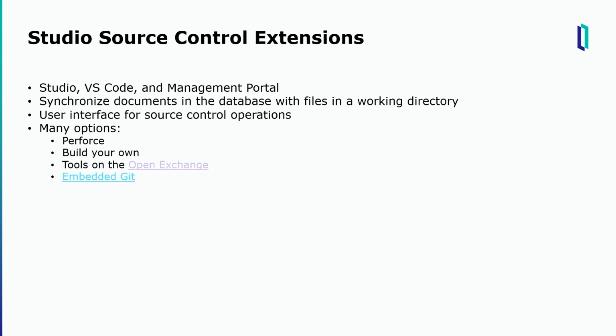You'll sometimes hear these called source control hooks because they hook into actions that your editors are taking, like adding a new file, saving a file, or compiling. What they do is export that item from the database into your source control repository. Usually, source control extensions also provide a simple user interface for certain operations, like submitting a change, pushing it somewhere else, etc.